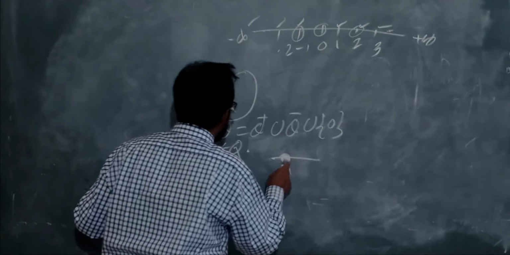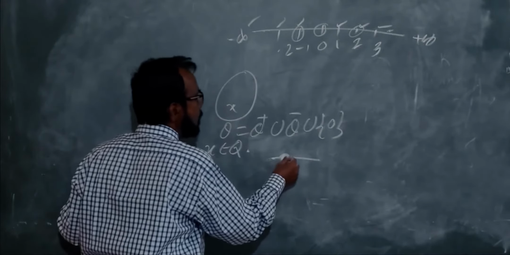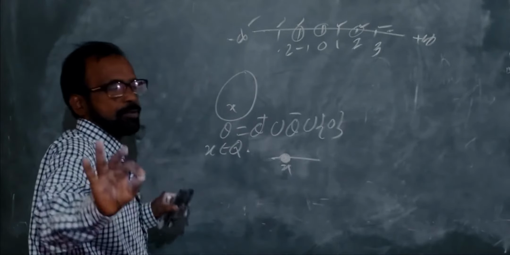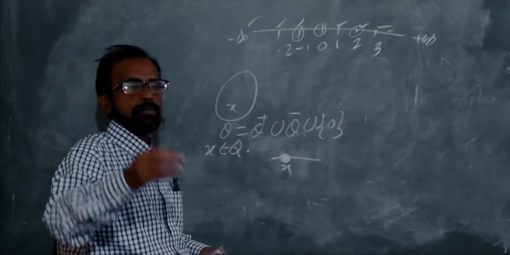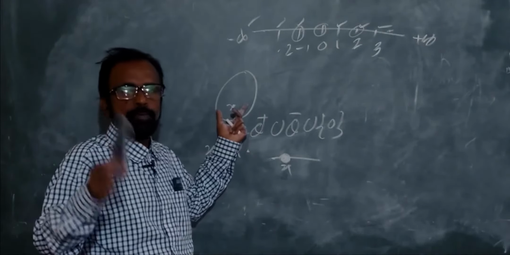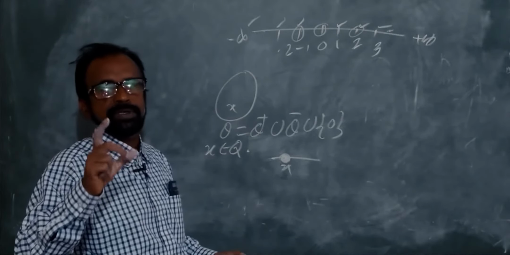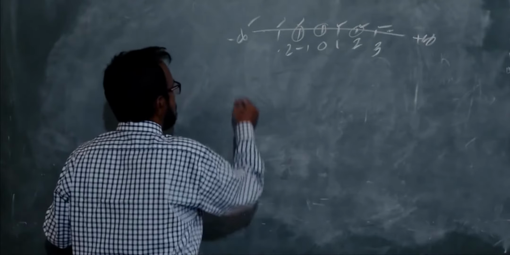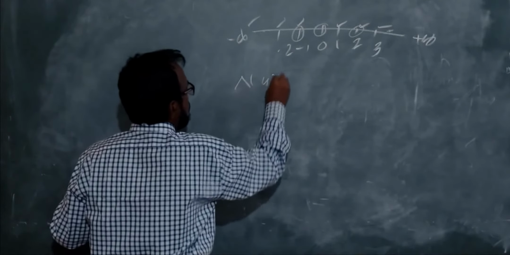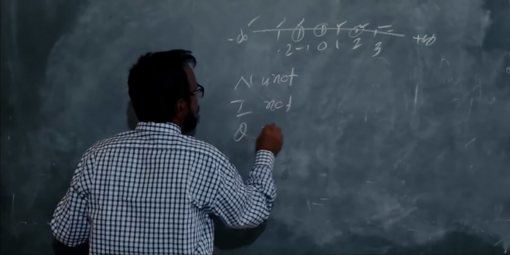If they are rationals, they belong to the set. If there are irrational points, how can they belong to the set? So there does not exist any neighborhood of a rational number which is a subset of the set of rational numbers. That means no point of the rational numbers is an interior point of the rational number set. Q is not open, N is not open, I is not open.